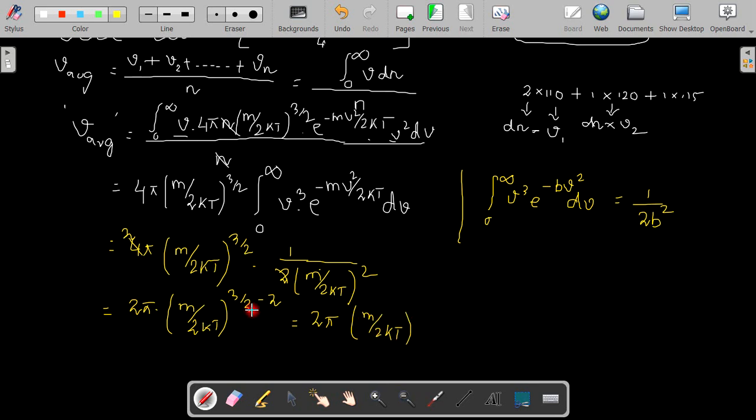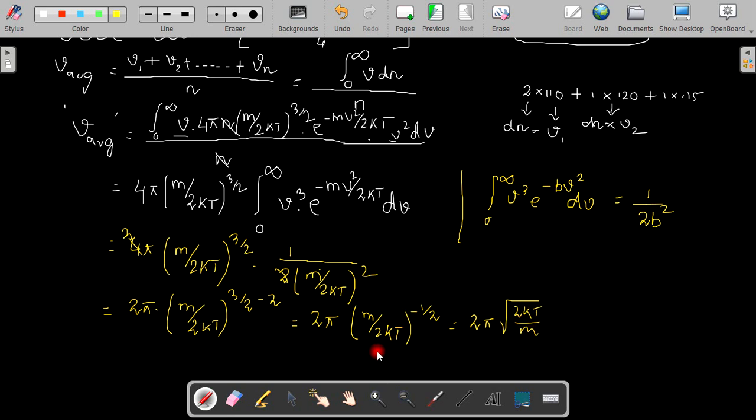So LCM you take it 2, so it's 3 minus 4, so that's 2 minus 1 by 2, so it's minus half, minus of 1 by 2. Okay, so we can take that. Okay, 3 minus 4, this is fine. So if we just simplify this, this would be nothing but 2 pi into root over, there is a minus, so I can take it the other way around, 2 kt divided by m. I hope you get this.